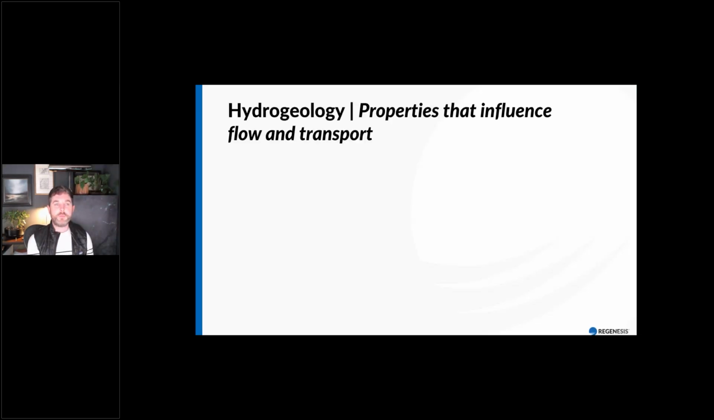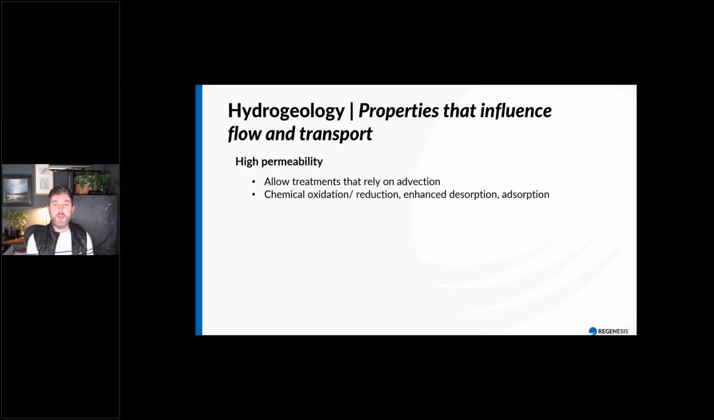So hydrogeology, this is going to influence flow and transport. We were talking about this a minute ago. So on sites where we have particularly high permeability, we can rely on treatments that use advection to get transported in the subsurface. So this could be chemical oxidation or chemical reduction, enhanced desorption or absorption.